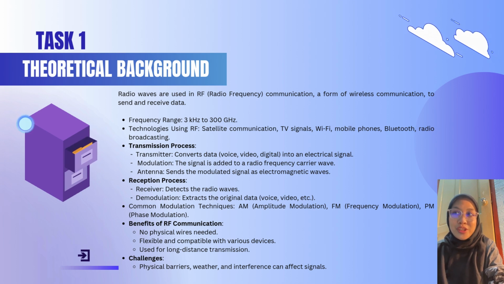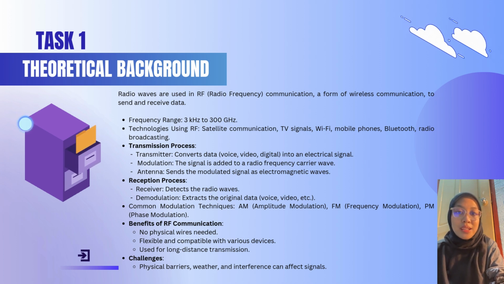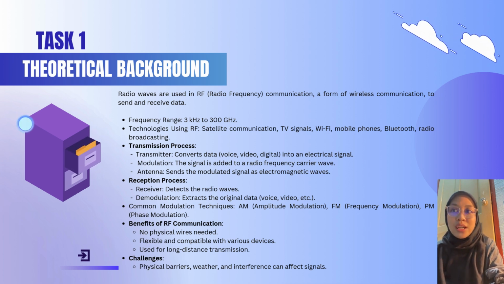Task 1. Theoretical background. Radio waves are used in radio frequency communication, a form of wireless communication to send and receive data. Frequency range 3 kHz to 300 GHz. Technologies using RF are satellite communication, TV signal, Wi-Fi, mobile phone, Bluetooth, radio broadcasting.